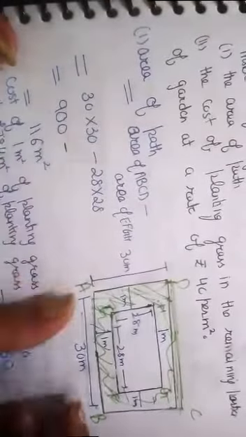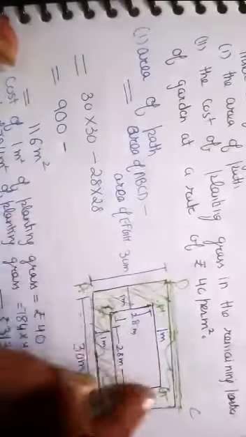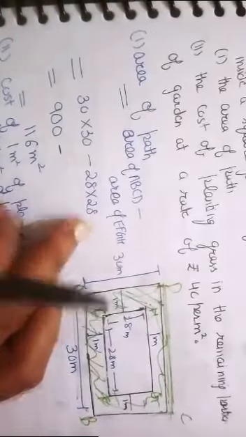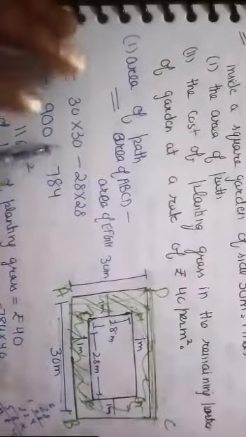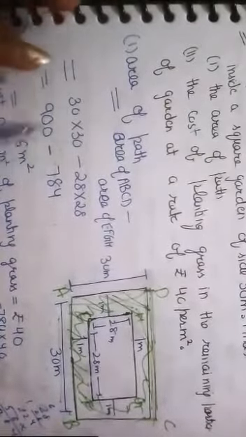So it will become 30 into 30, because it is a square, so side into side, and the area of EFGH, again a square with side 28, so 28 multiplied by 28. After subtracting we will get 116 meters square. So the area of the path is 116 meters square.